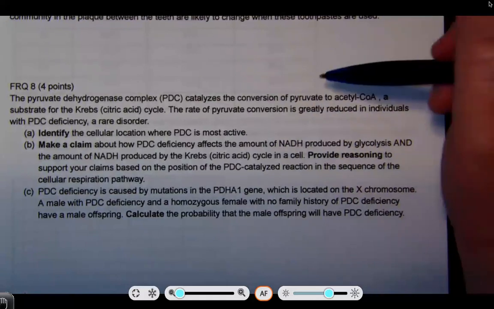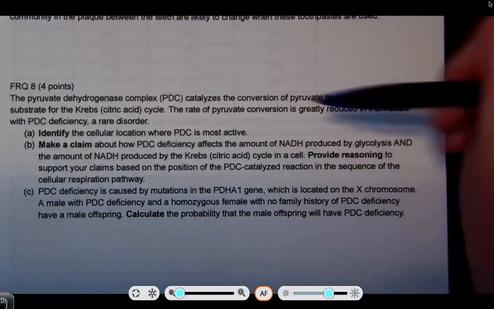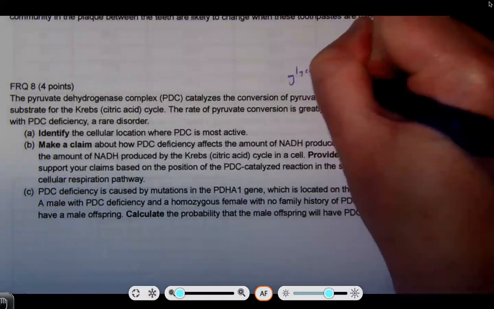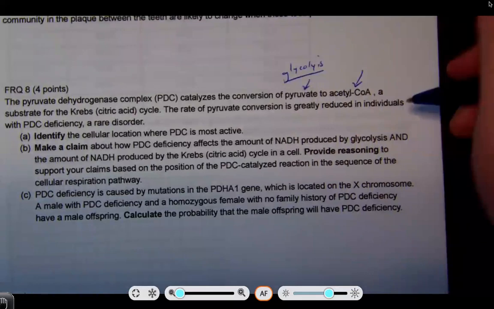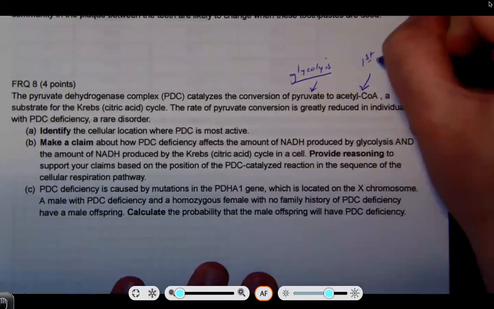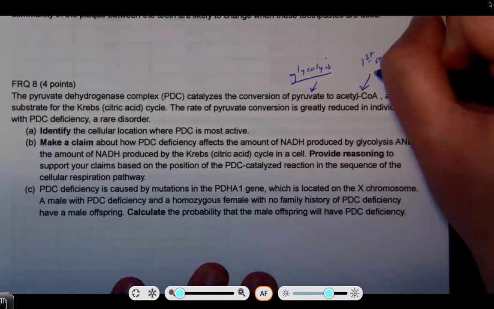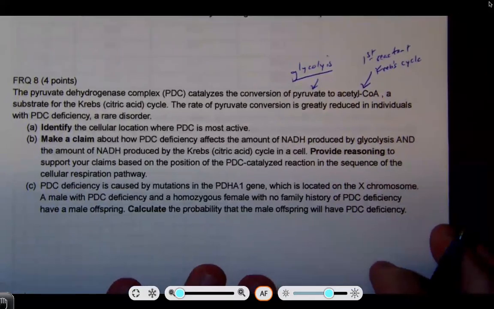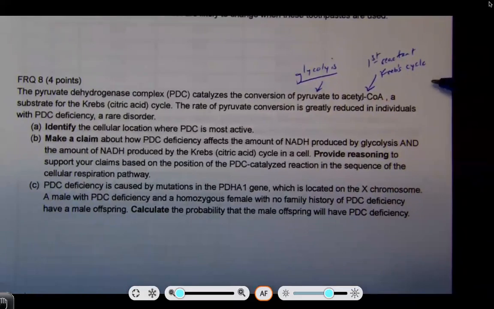Well, if PDC's job is to turn pyruvate into acetyl-CoA, we have to remember that pyruvate is the product of glycolysis, and acetyl-CoA is the first reactant of the citric acid cycle, or Krebs cycle. So part A asks us to identify, hey, where does this take place? Well, where does turning pyruvate into acetyl-CoA happen?